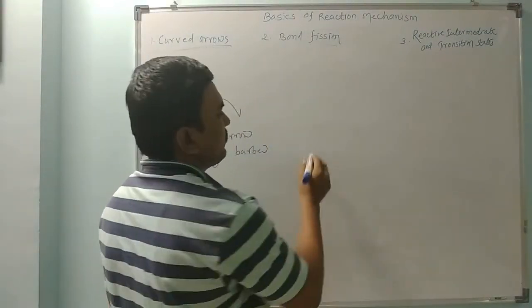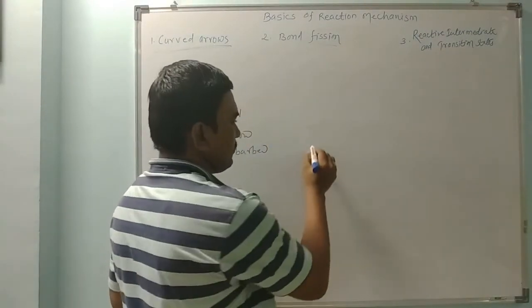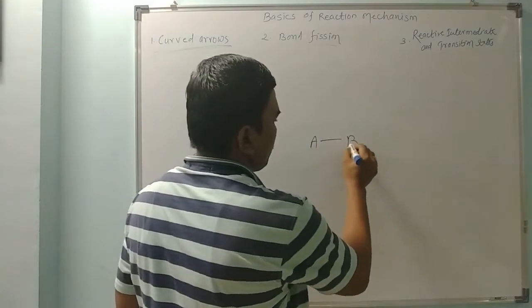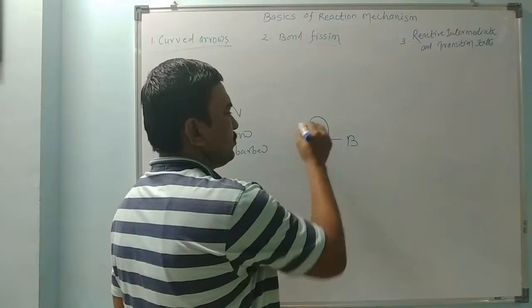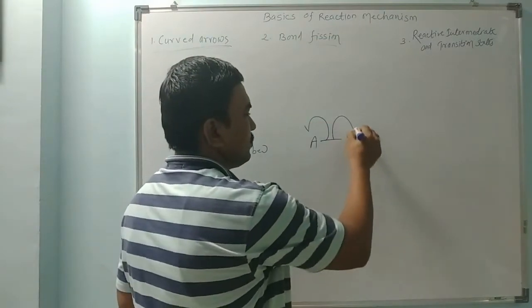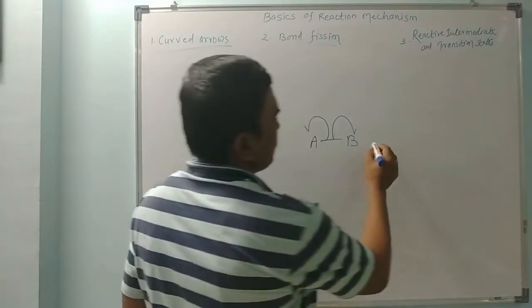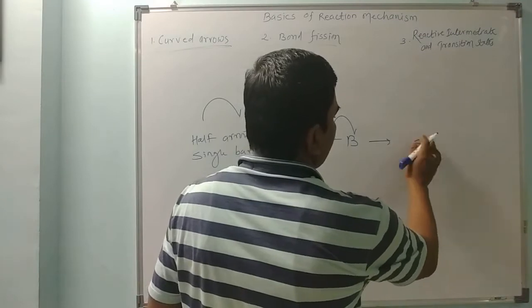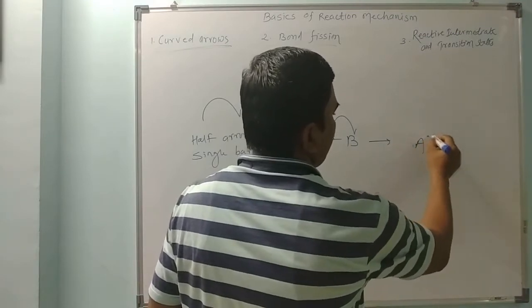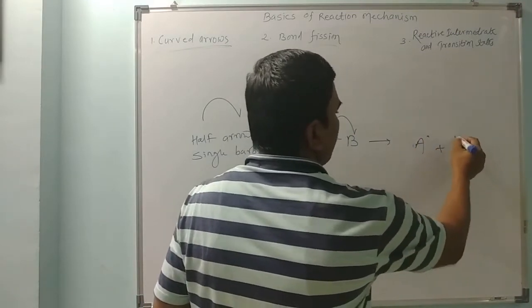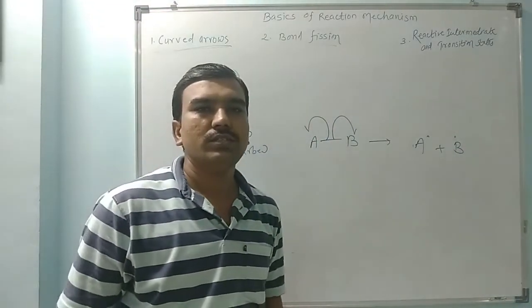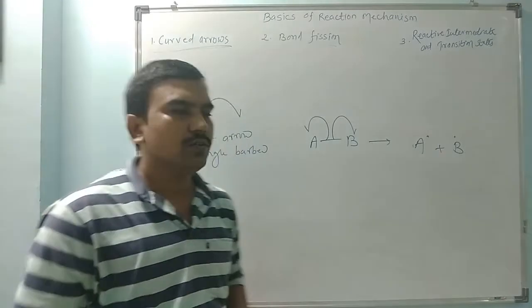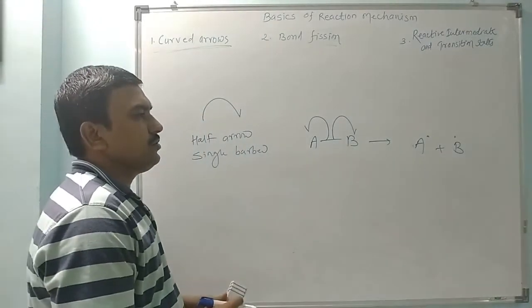For example, we have here A and B. One electron of this AB bond goes to A, the other electron goes to B. So here we get A radical plus B radical. So free radicals are generated when we show this half arrow or fish hook arrow.